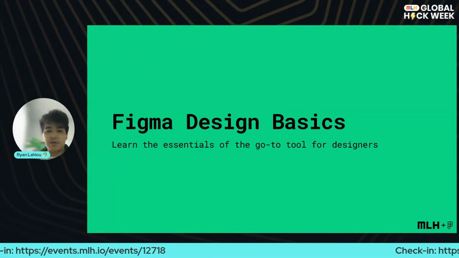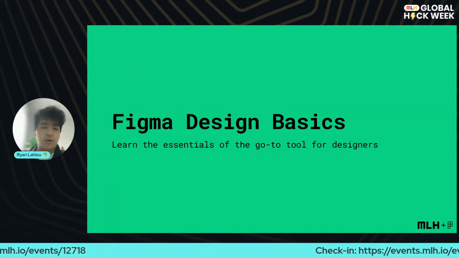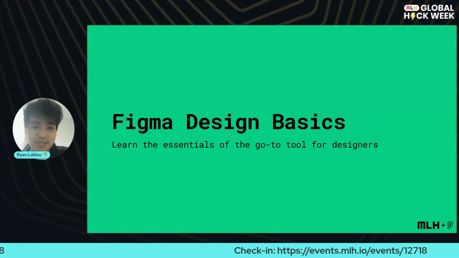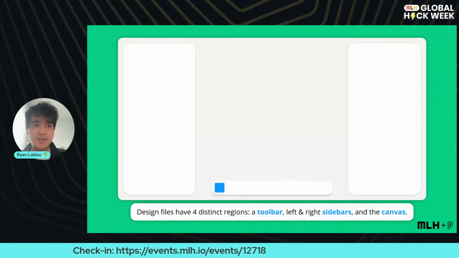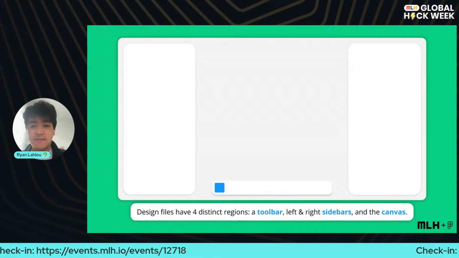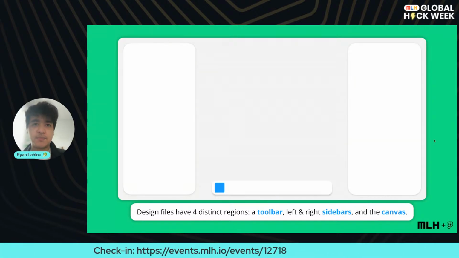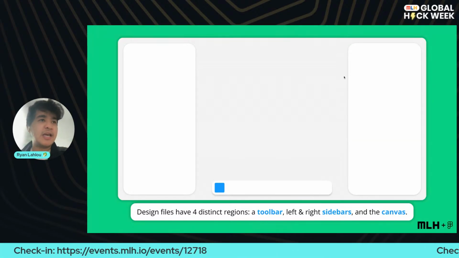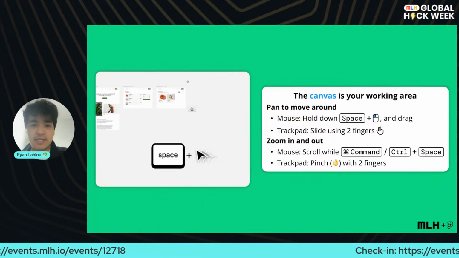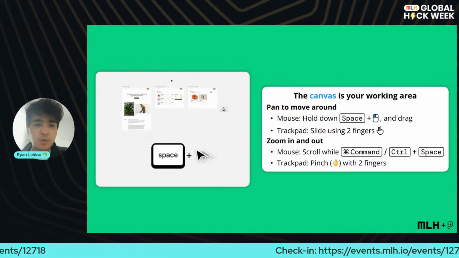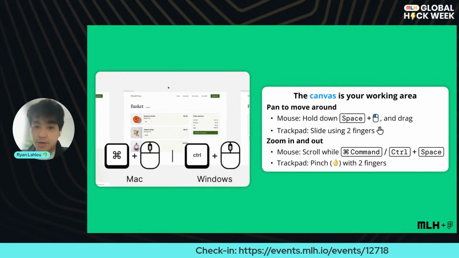So let's learn a little bit about Figma design. Figma design might be a little daunting at first if it's your first time, but after a tiny bit, it should be pretty intuitive. Figma design has 4 main sections that you may see right here. It has the toolbar, the left and right sidebars, and a canvas. The most important one is the canvas. The canvas is your working area. Think of this as where all of your elements or all of your frames are.